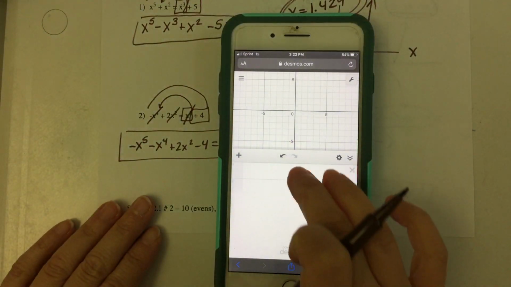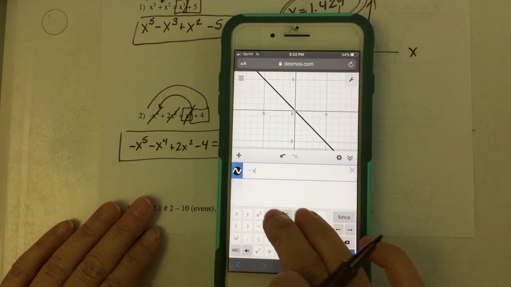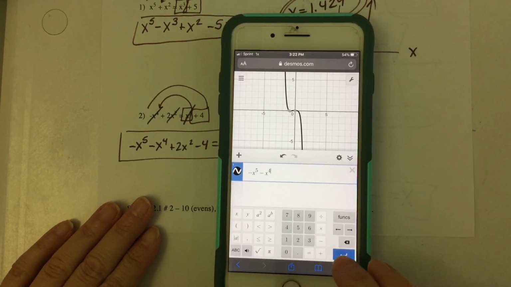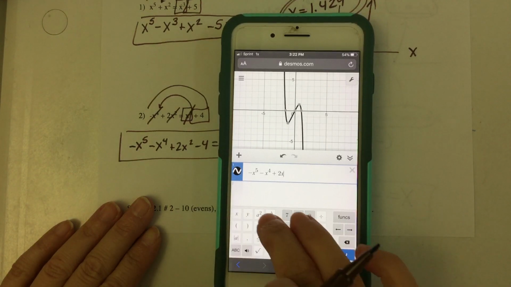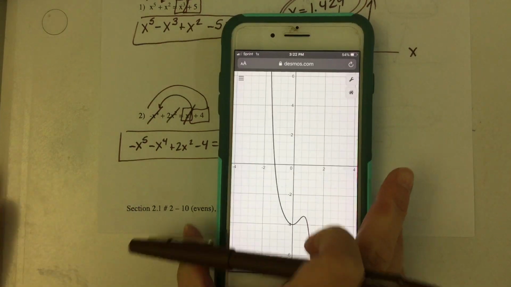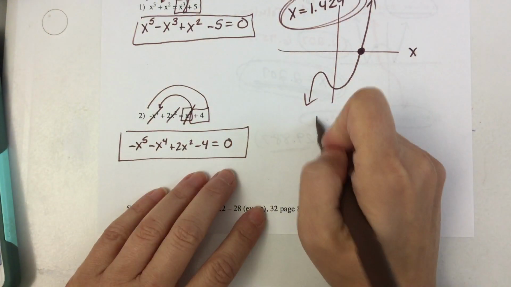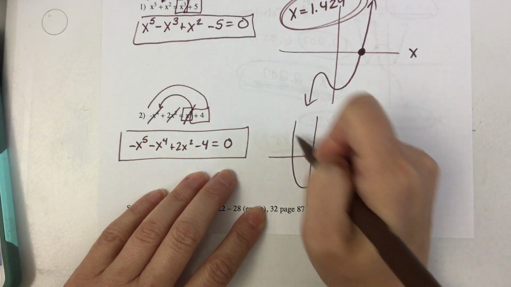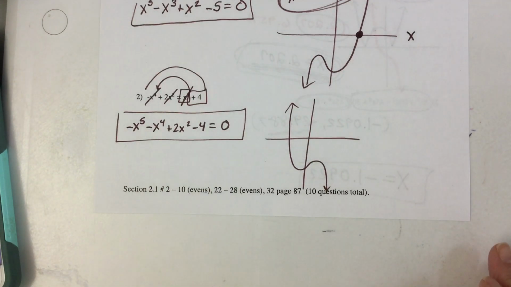Now I go ahead into Desmos, get rid of that. I have negative x to the power of 5 minus x to the power of 4 plus 2x squared minus 4. So here is my graph. Go ahead and sketch it. I have a little funky graph just like that. Remember, a sketch doesn't have to be exact. You just want to make sure that I can see what your screen looked like.